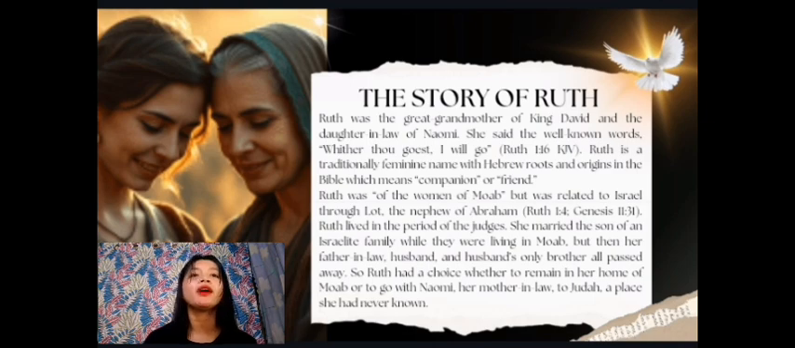Even though she was told by her mother-in-law to go back to her own land, she replied, "Entreat me not to leave thee, or to return from following after thee. For whither thou goest, I will go, and where thou lodgest, I will lodge. Thy people shall be my people, and thy God shall be my God." This can be found in the book of Ruth, chapter 1, verse 16. She chose to accompany her mother-in-law despite the land and despite the belief. They did not have the same belief, but she didn't leave her.